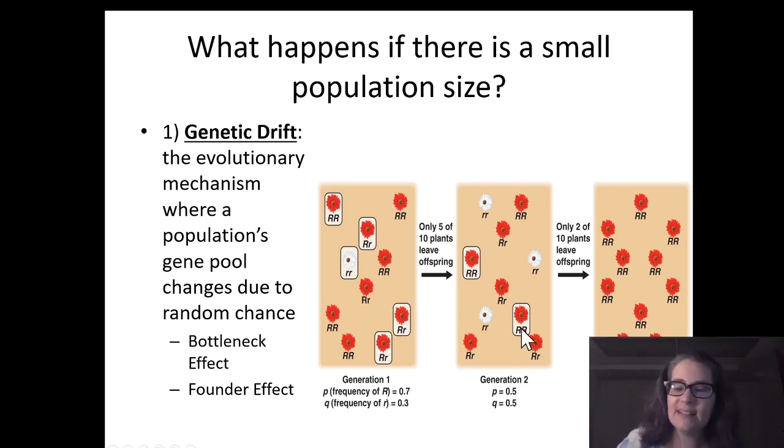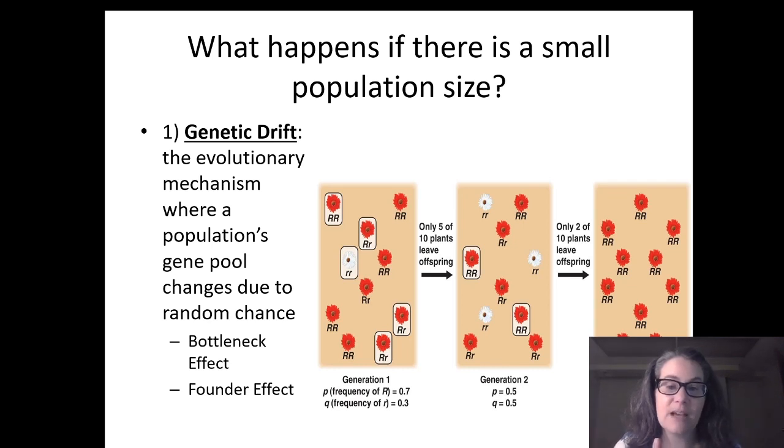If we only then selected 2 of those, a small population again, to mate, but look, they both have that capital R or red allele, then 100% of our next generation would carry only red. And we've lost that white allele completely out of our population. So this is an idea of how random chance, how small numbers, can cause a population's allele frequencies to change over time.